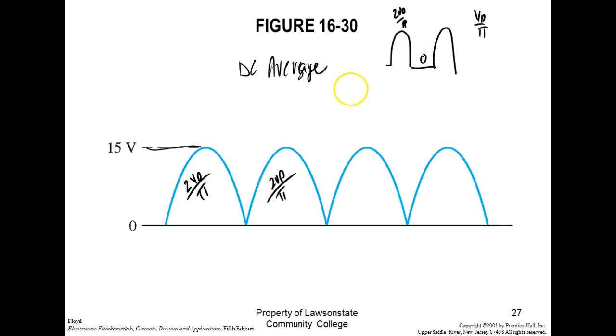So here the DC average is going to be equal to 2 times 15 divided by 3.14. Or you could say 15 divided by 3.14 times 2. That's the same formula, right? You understand that? So what would be my average output here? Automatically we get twice as much. It should make sense because 0 doesn't come into the average here, right? Well, it does, but it's part of 2V peak over pi.